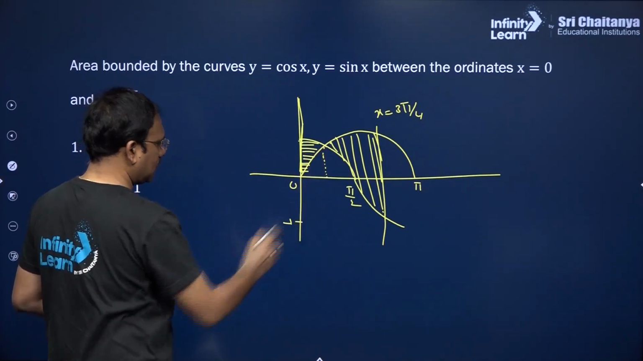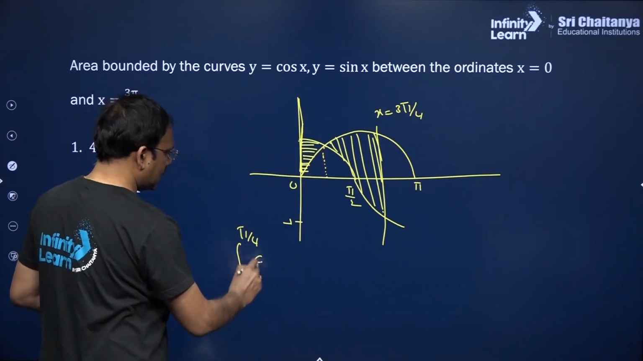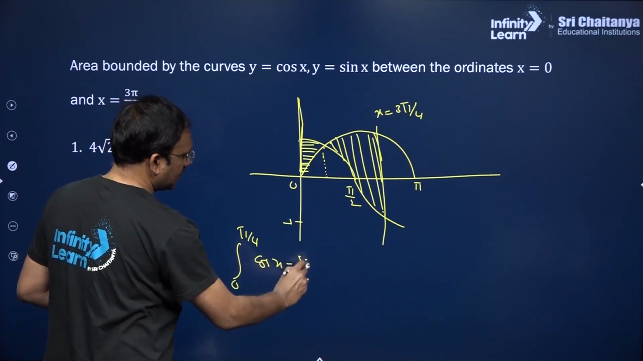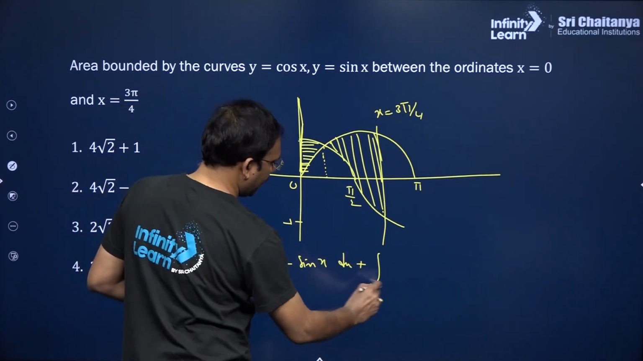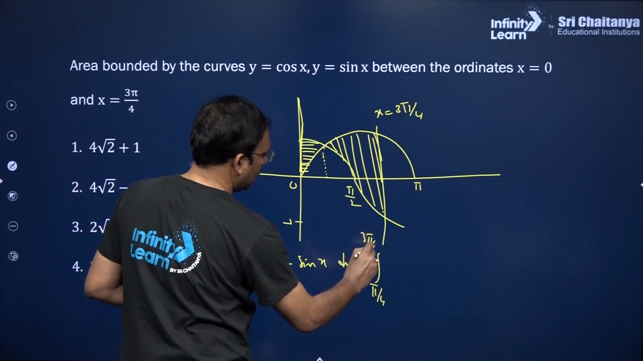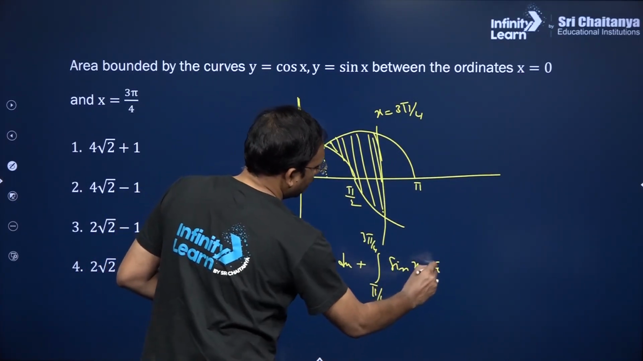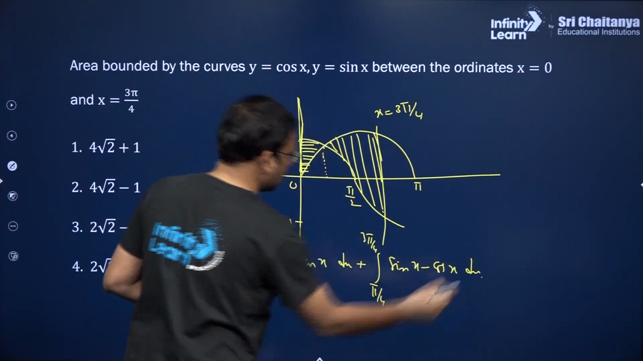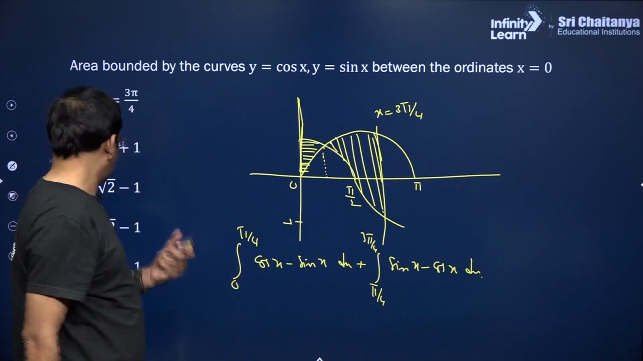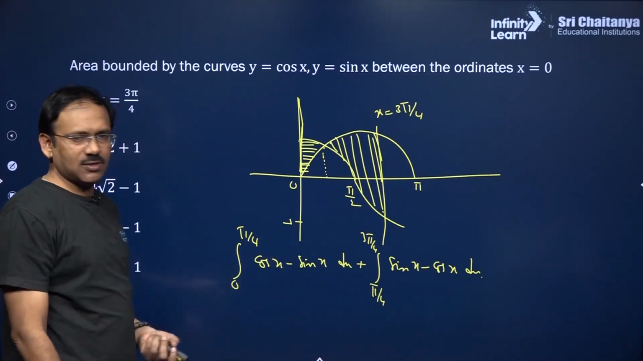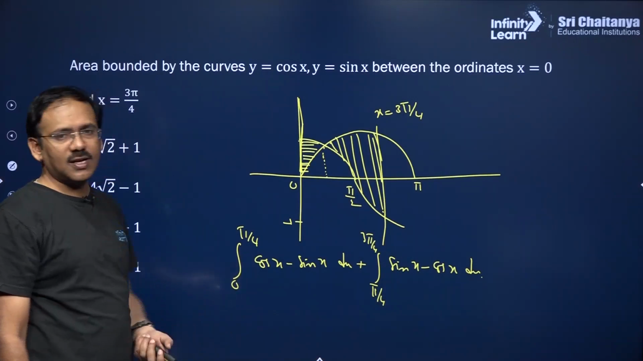The point of intersection is pi by 4, so integral 0 to pi by 4. Here the upper curve is cos x minus the lower curve sin x dx, plus integral pi by 4 to 3 pi by 4, where undoubtedly the upper curve is sin x minus the lower curve cos x dx. You just simplify this integral, you will get the answer. Mostly you are going to get 2 or 3. Just simplification. Integral of cos x is sin x, integral of sin x is minus cos x. Substitute the limits, you will get the answer.